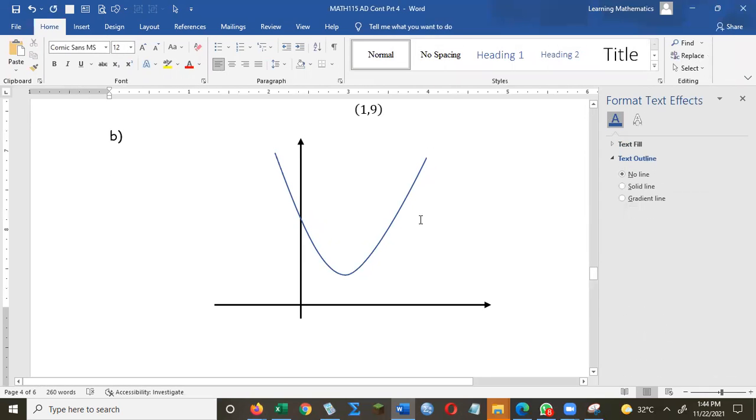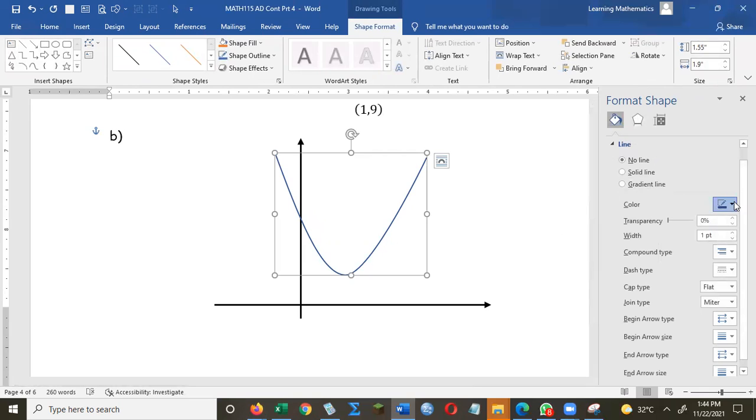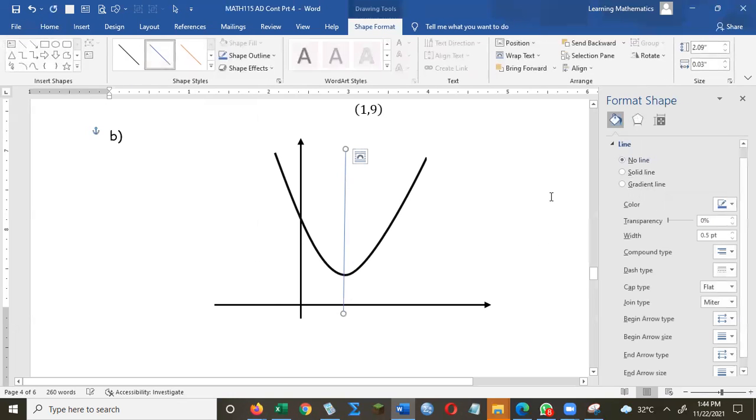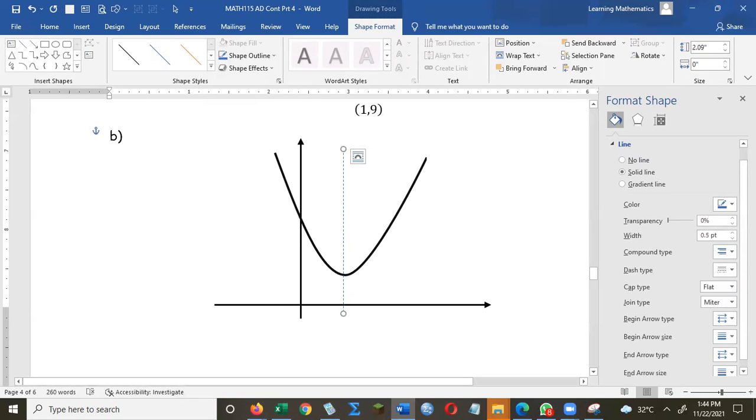It's going to be a U shape because this is 1, 9. Minimum point is 1, 9. The line of symmetry is passing right in the center. An imaginary line, so let's put it dotted.